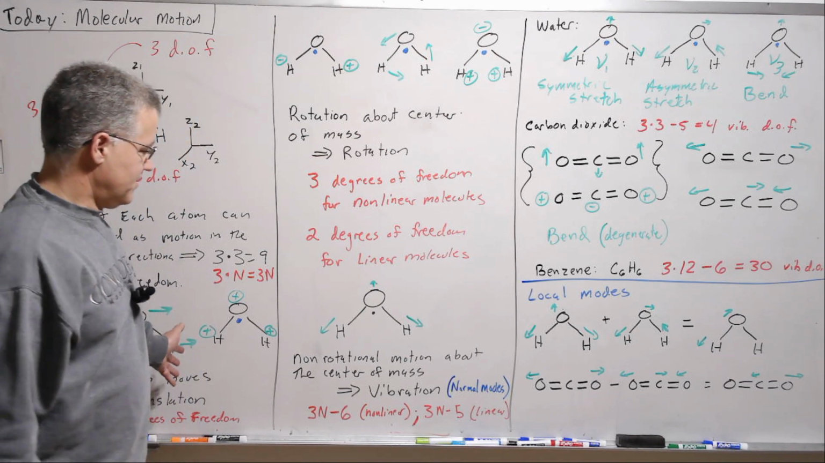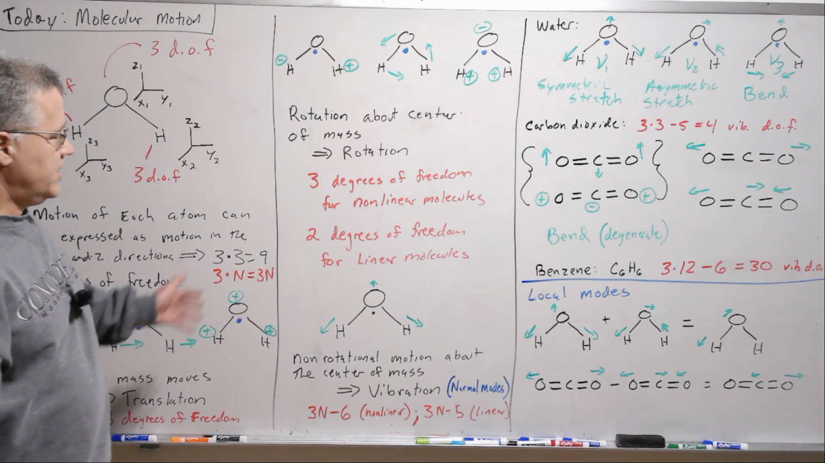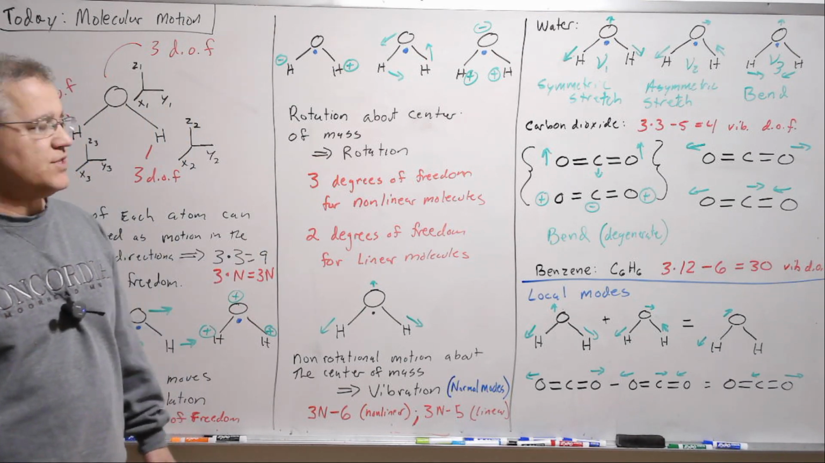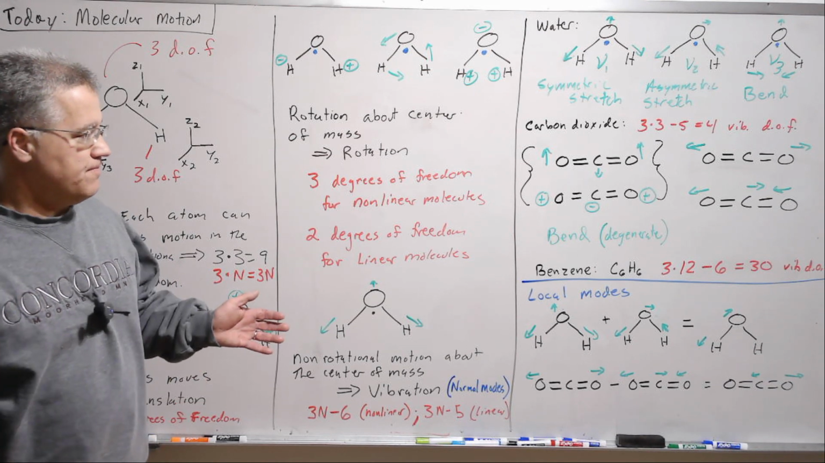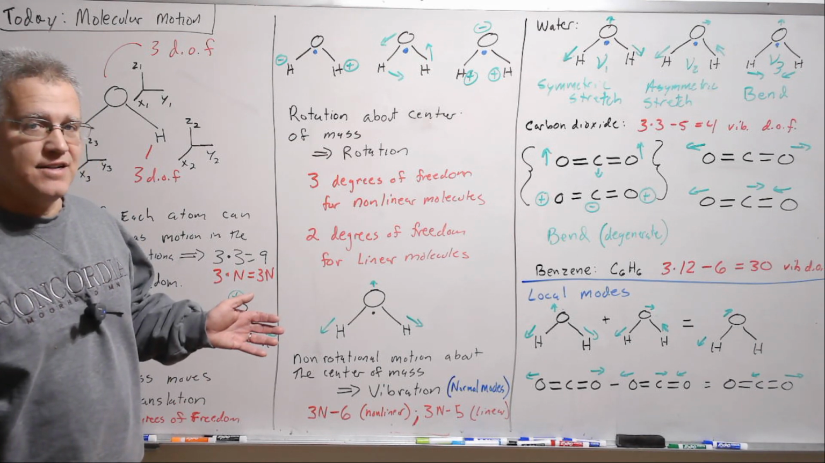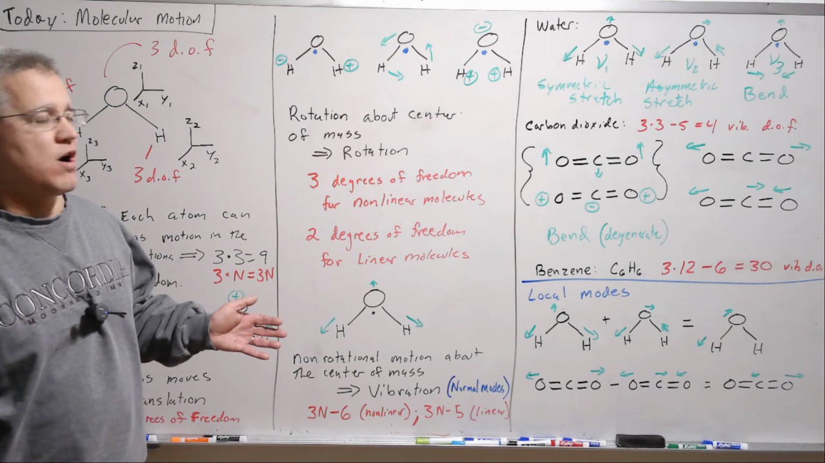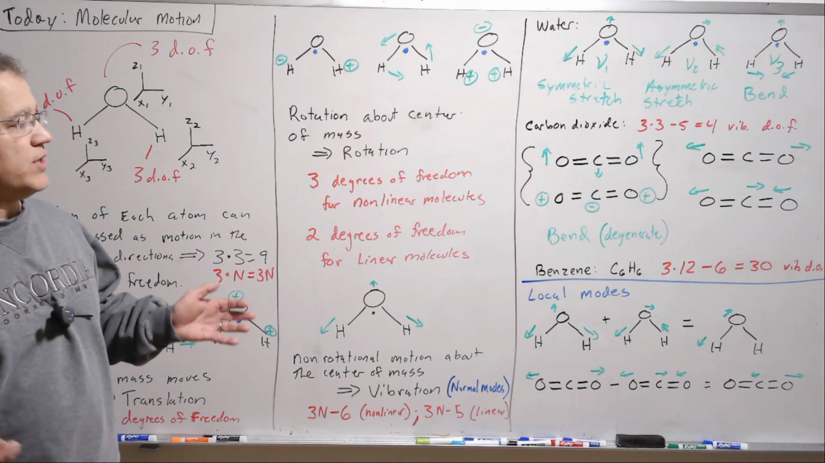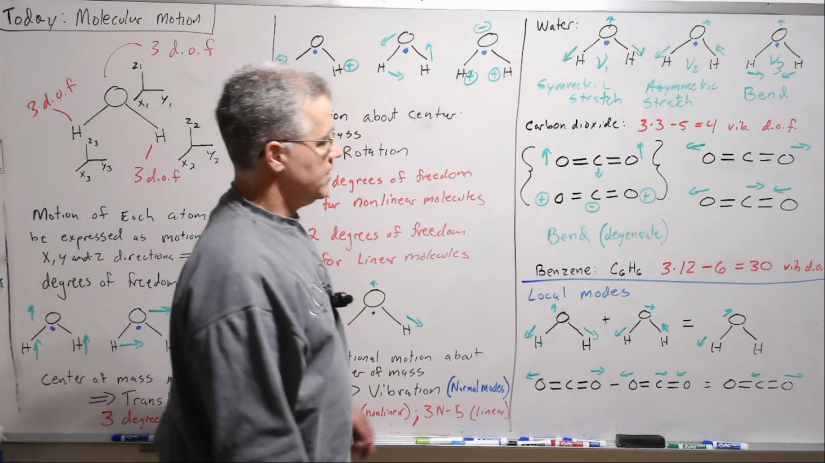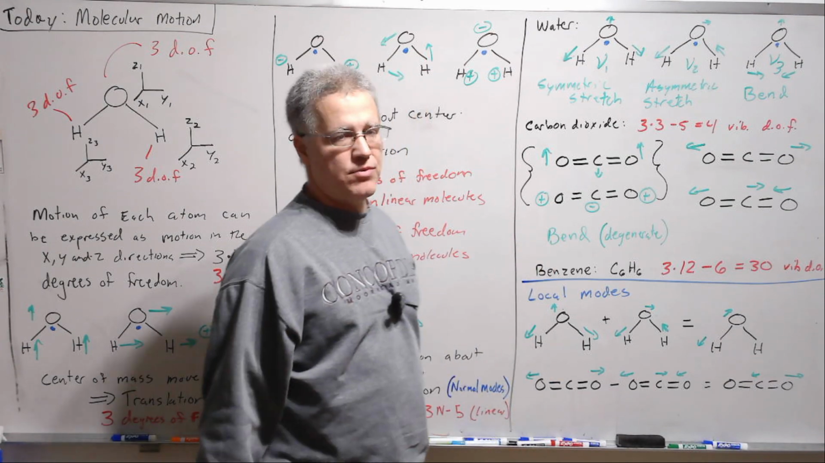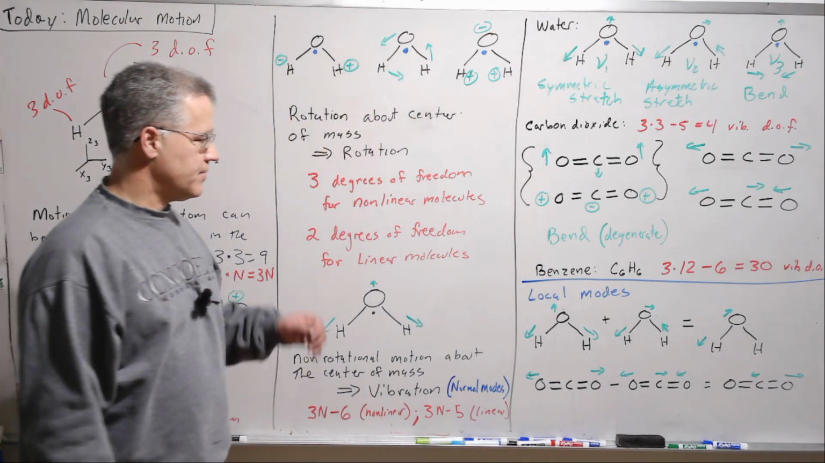So you notice we're always stuck at 3 translations and either 3 or 2 rotations, and for every atom we add in, we get 3 more degrees of freedom, so we can quickly add up a total number of degrees of freedom. It can get pretty high, and so we end up with most of those being vibrations.